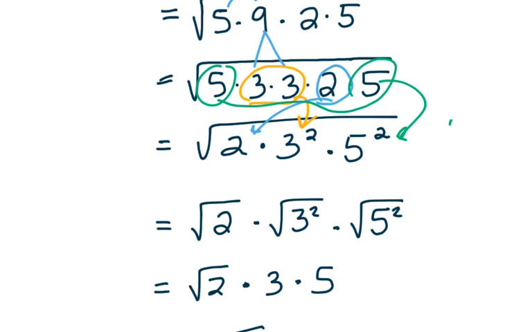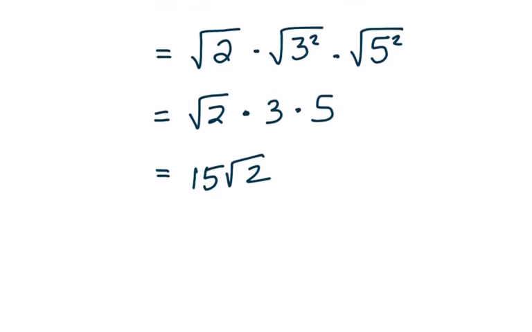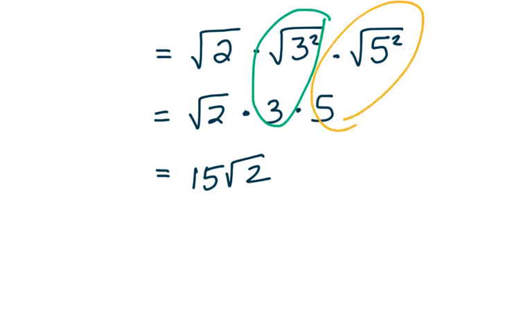So I did the square root of 2 times the square root of 3 squared times the square root of 5 squared. And I thought that was going to be useful because of what it would let me do in the next step. So rather than the square root of 3 squared, I could just write that as 3. And rather than the square root of 5 squared, I could just write that as 5.